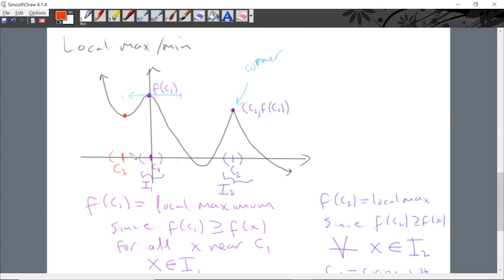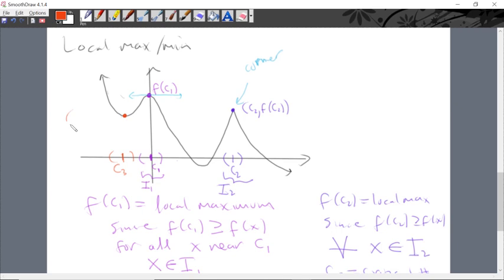And for any interval that we construct that goes to the left and the right, we can still evaluate the function, but the y value that we get is never going to be less than the y value at C3 as long as we are within this little neighborhood here.